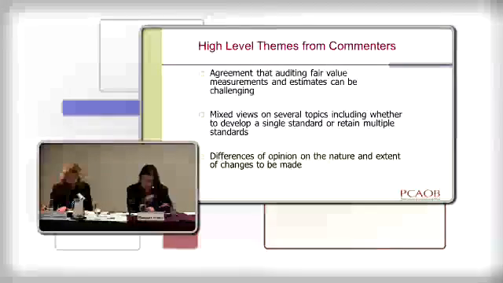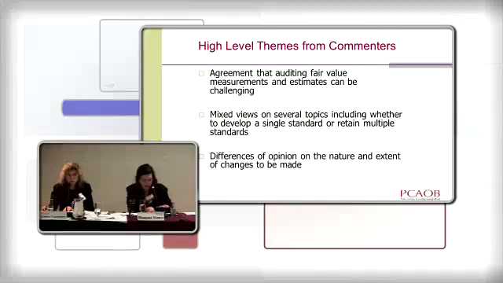So, for example, there were mixed views on whether developing a single standard is the right approach. I think auditors generally thought that a single standard was the right approach. However, there were auditors who saw advantages in retaining separate standards for fair value and accounting estimates. As mentioned, there were also differences of opinion on the nature and extent of changes that should be made to our standards.